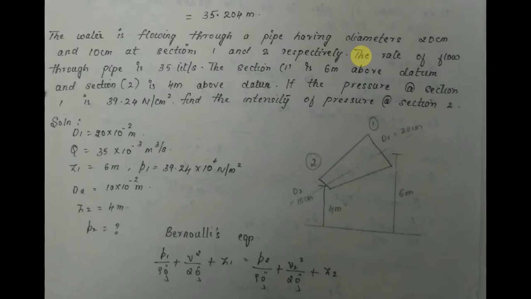Therefore, d1 is equal to 20 into 10 raised to minus 2 meters. Q is equal to 35 into 10 raised to minus 3 cubic meters per second. Z1 is equal to 6 meters. P1 is equal to 39.24 into 10 raised to 4 Newton per square meter. Then d2 is 10 into 10 raised to minus 2 meters. Z2 is equal to 4 meters. Then P2 is equal to how much?